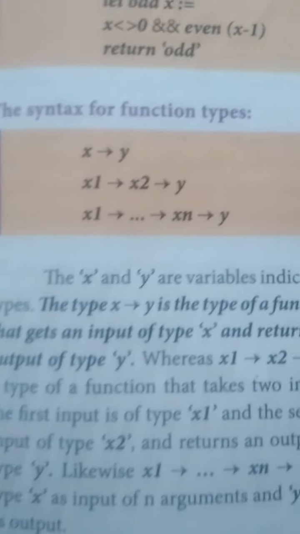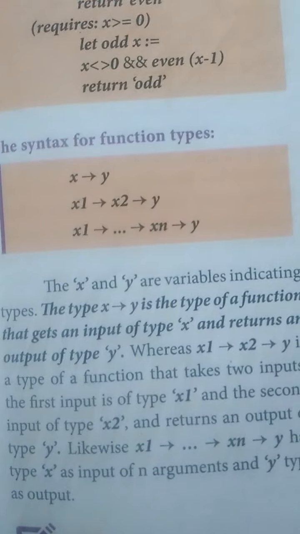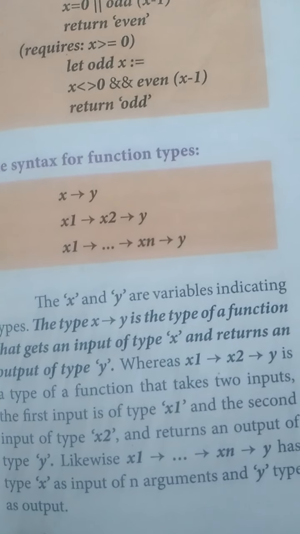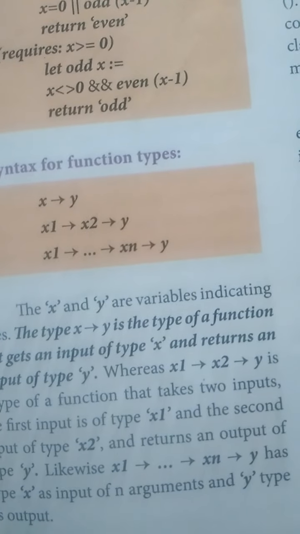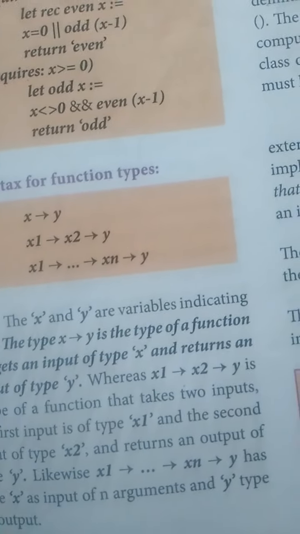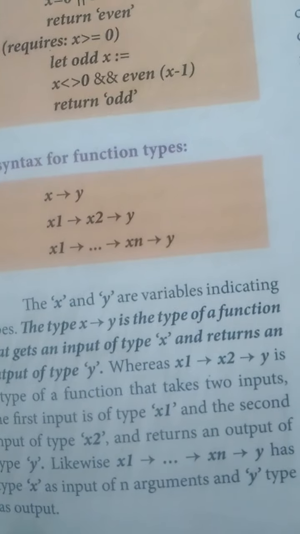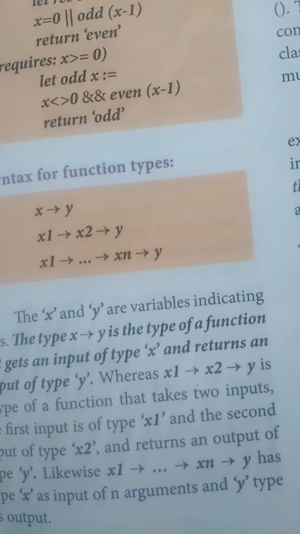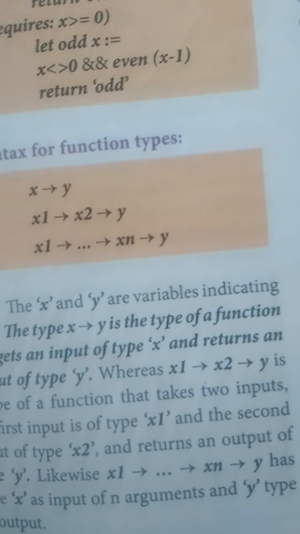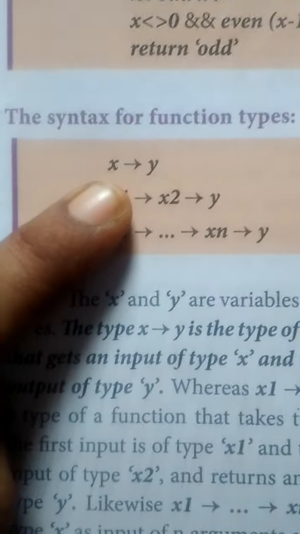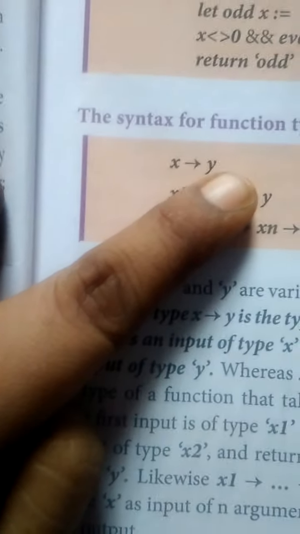Next, we have the syntax for the function types. X to y, x1 to y, x2 to y, and next x1 up to xn to y. X and y are variables. X to y is the type of a function that gets an input of type x and returns output of type y. First one, x to y: x and y are two variables. X is the input and y is the output.